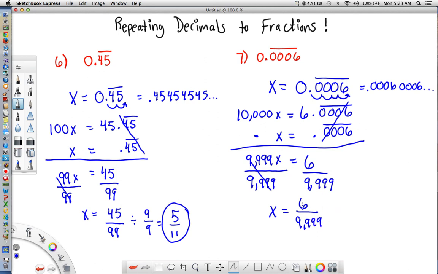Okay, and sure enough, I can factor a 3 out of both the numerator and denominator, and 3 goes into 6 2 times, and 3 goes into 9,999, whew, 3,333 times. And that is my ridiculously funky fraction, 2/3,333, that is equal to the ridiculously funky repeating decimal of 6 and 6 ten-thousandths.